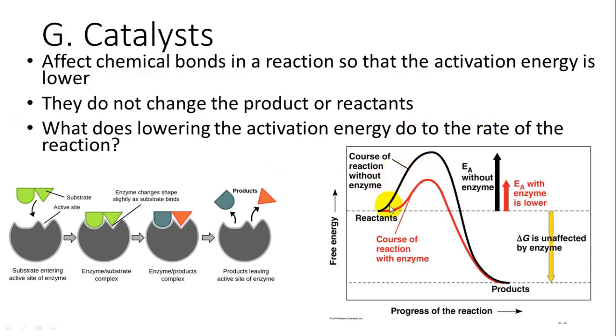Again, like we said before, if this black line is the normal spontaneous exergonic reaction, then it is occurring at a specific rate. But if you decrease the activation energy with a catalyst, which an enzyme is, you can increase the reaction rate.